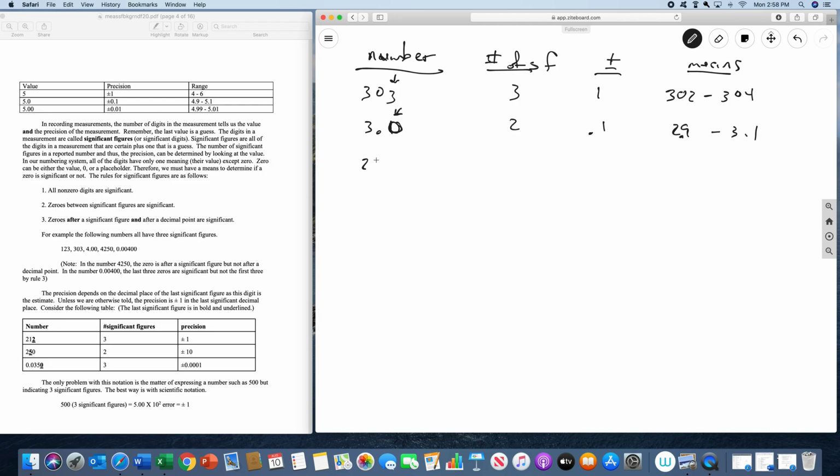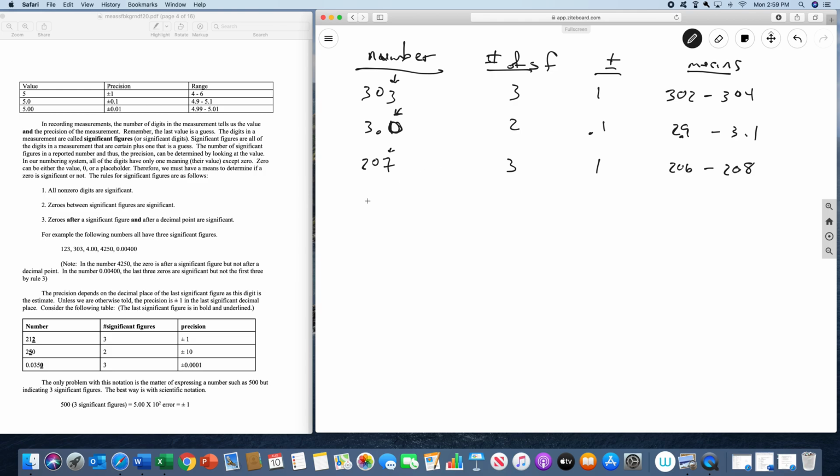If I have the number 207, that 0 is between sig figs, and that 7 is the guess, the last sig fig is the guess. 3 sig figs, plus or minus 1, is between 206 and 208.